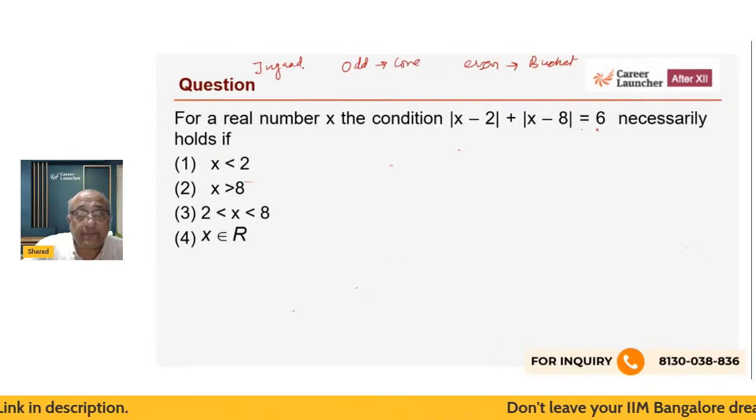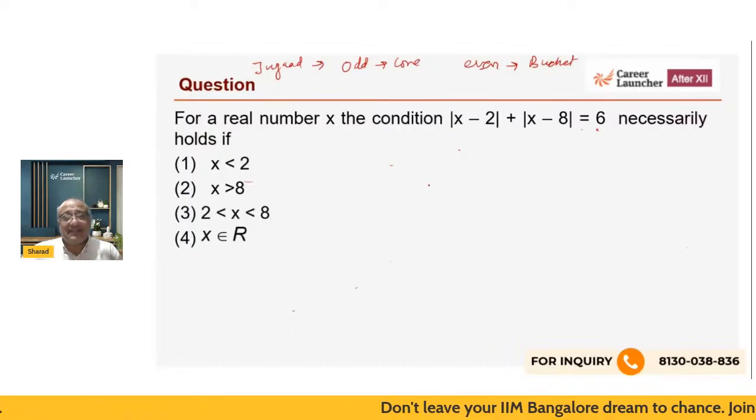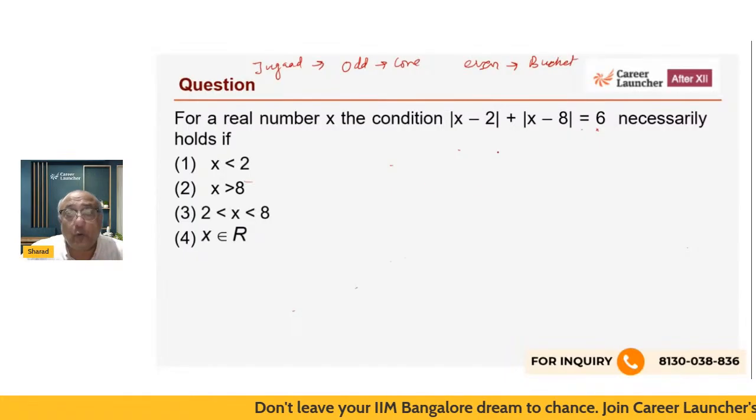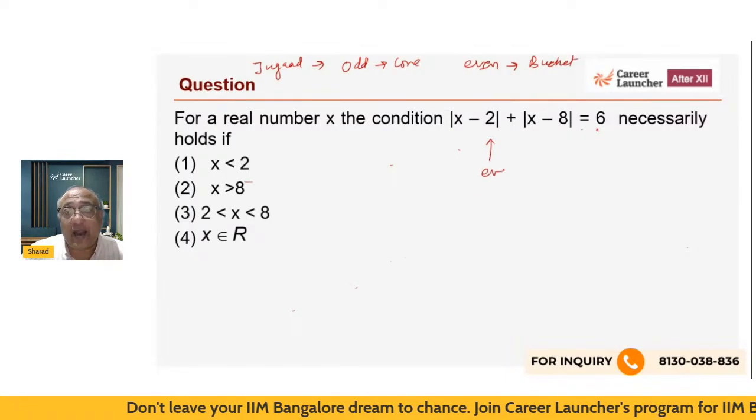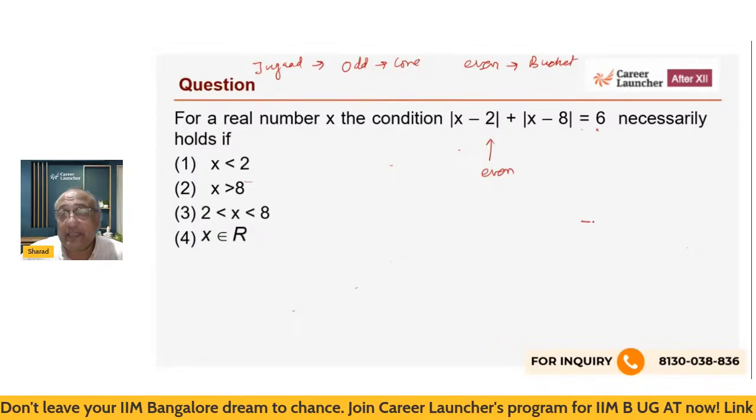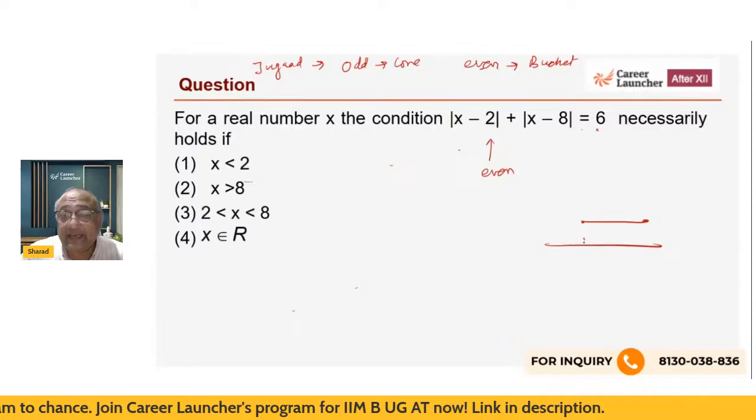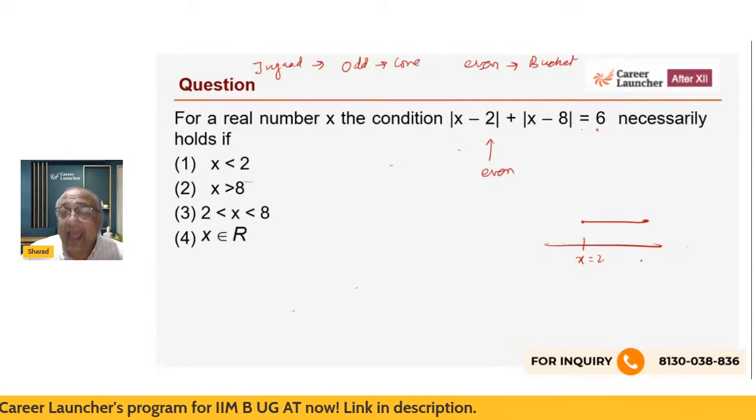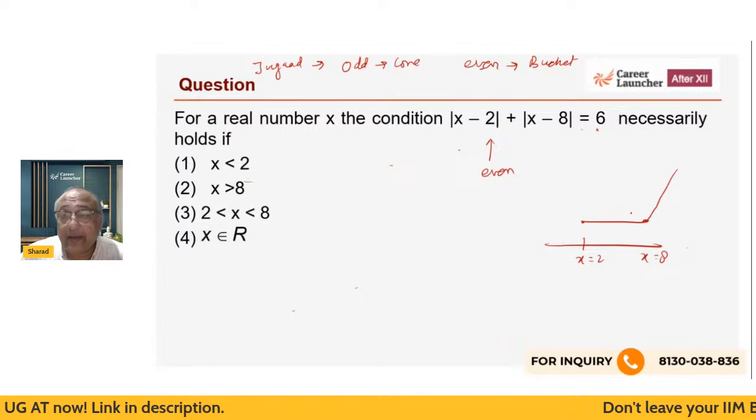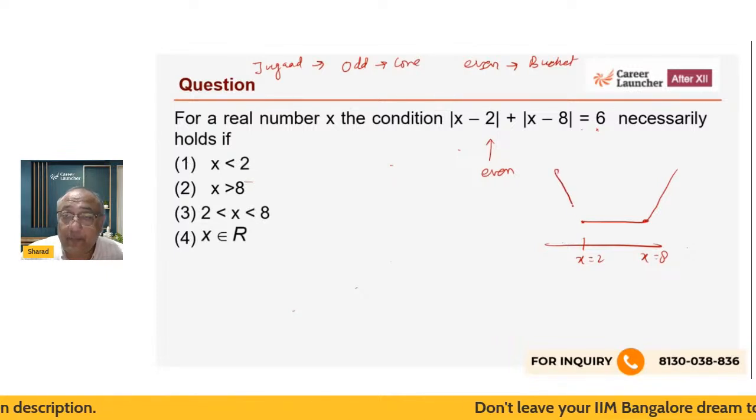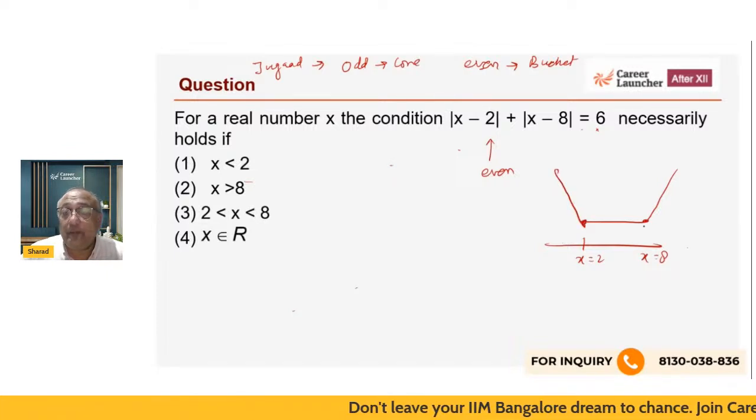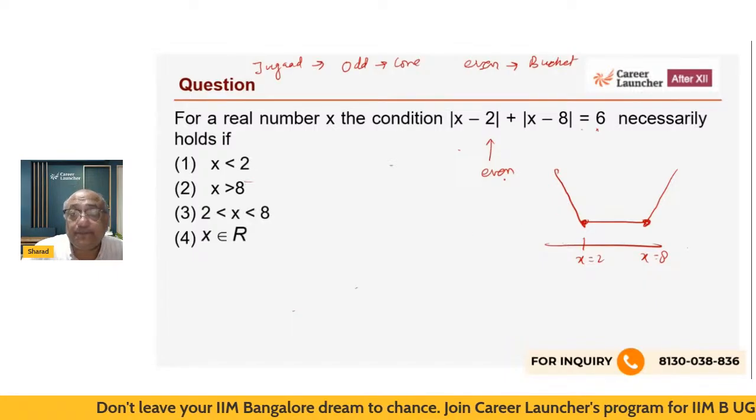We have that x is less than 2, 2 to 8, and so on. No, here it is even. Wow, simple. Even means bucket shaped. Where will the bucket form? At x is equal to 2 and x is equal to 8. This is a bucket shape. So what is the minimum value? The minimum value will be between 2 and 8.